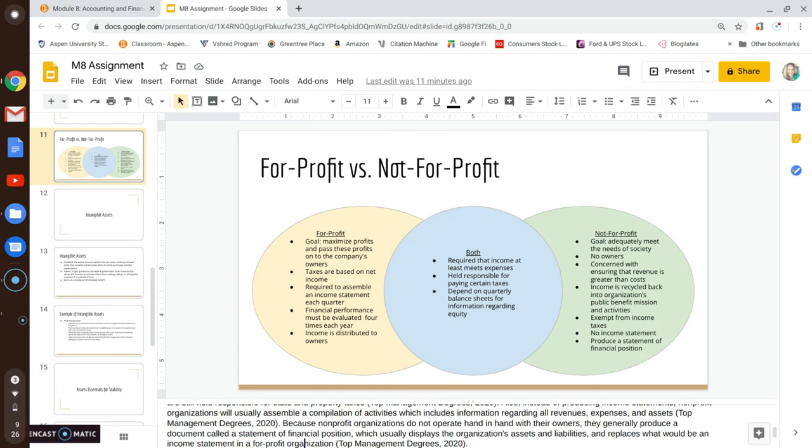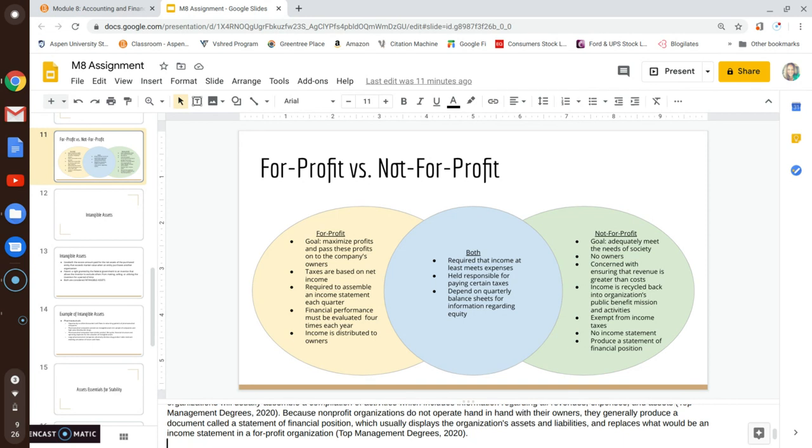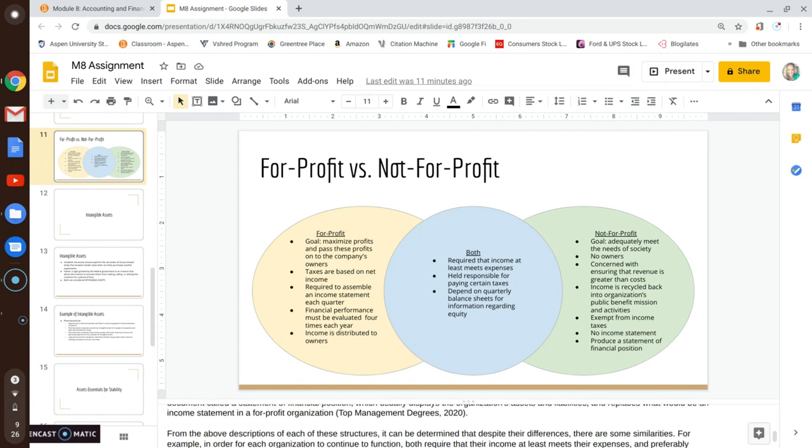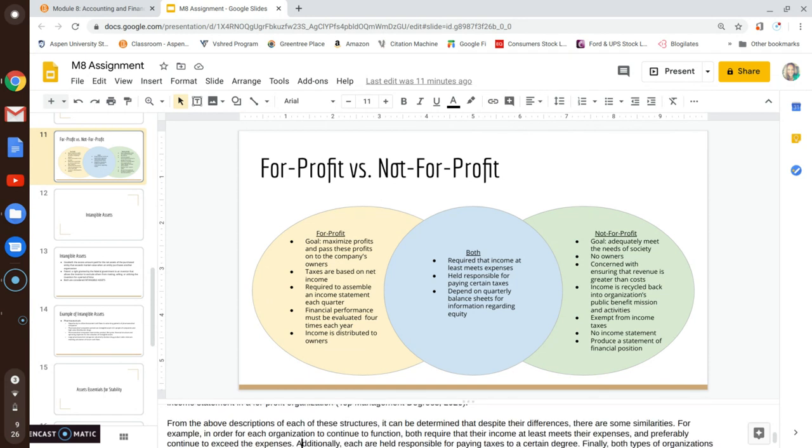Because nonprofit organizations do not operate hand in hand with their owners, they generally produce a document called a statement of financial position, which usually displays the organization's assets and liabilities and replaces what would be an income statement in a for-profit organization.